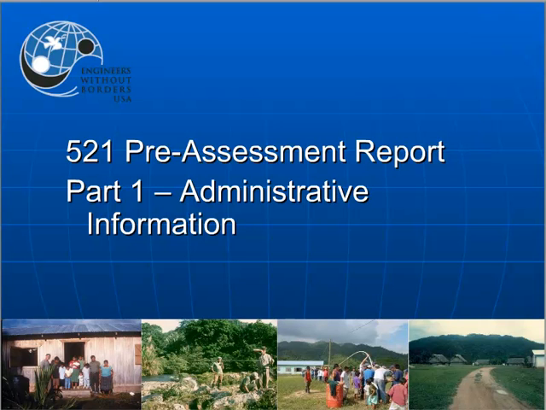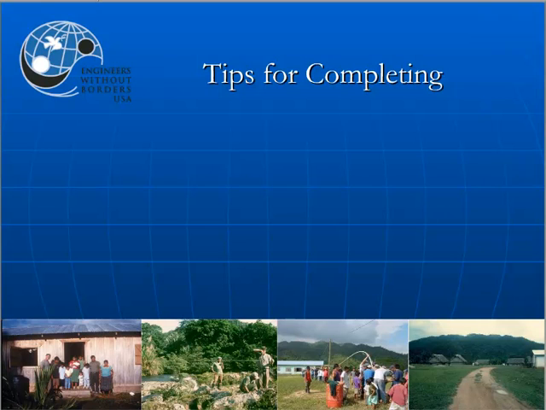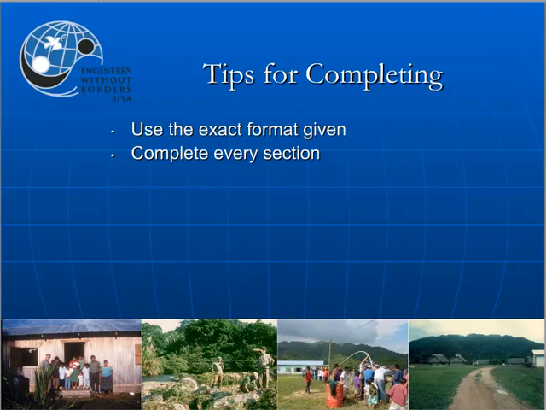Okay, well, let's go through just the two parts of the pre-assessment report. Number one is the administrative information, and that is really just a slam dunk. That's a couple hours of your time, just completing basic information so that we know the who, what, why, where of the trip. Who's going, where are you going, what are the dates, that kind of stuff.